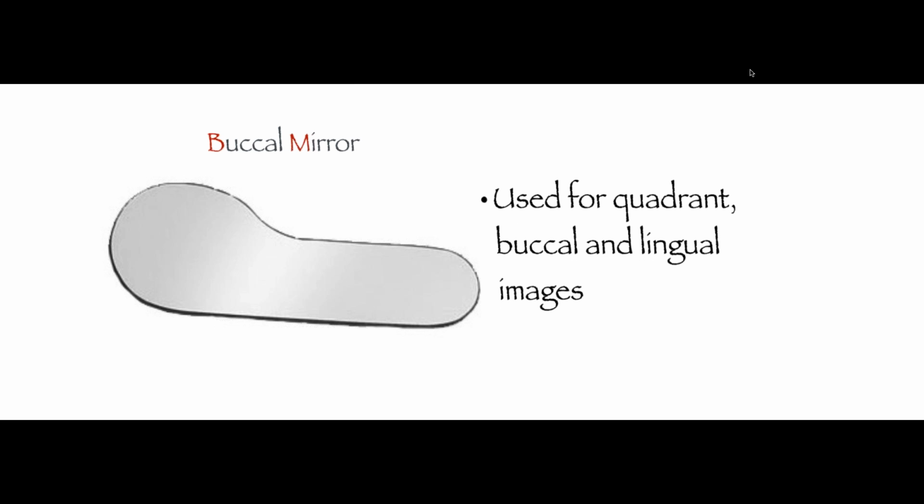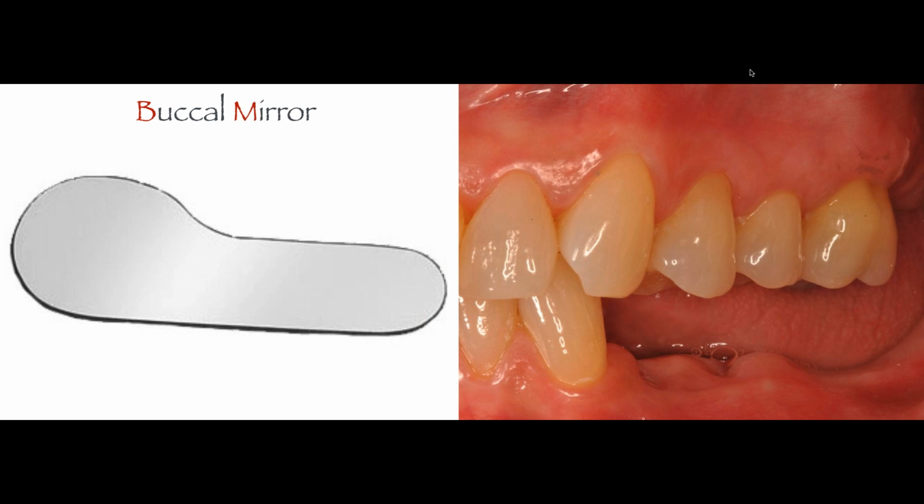The buccal mirror, used for the quadrant, buccal, or lingual areas, or it can be used as well for quadrant occlusal shots. This is a lateral shot. As you can tell, we're using the mirror as a retractor, and we are actually focusing on the mirror, and that's where the shot comes from. We're actually photographing the reflection of the teeth onto the mirror, and we are taking the photo of the reflected teeth on the mirror.